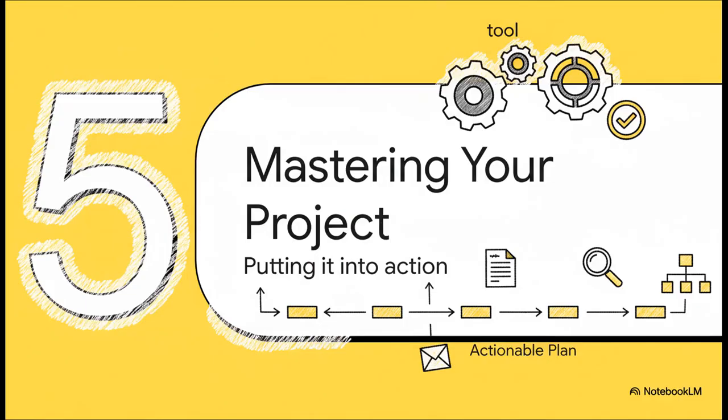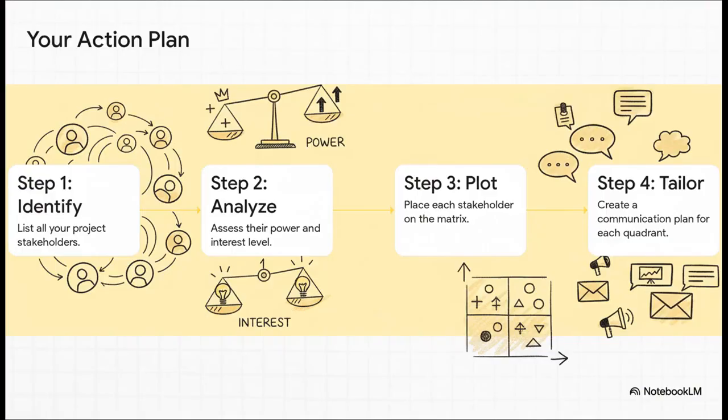Okay, so we've got the theory, we've got the tool, now let's put it all together into a simple, step-by-step plan you can use to really master your project. It really is this straightforward. Step 1. Get a whiteboard and just list out every single person who has a stake in this project. Step 2. For each person, be honest about their level of power and interest. Step 3. Actually draw the matrix and plot them on it. Seeing it visually is a game changer.